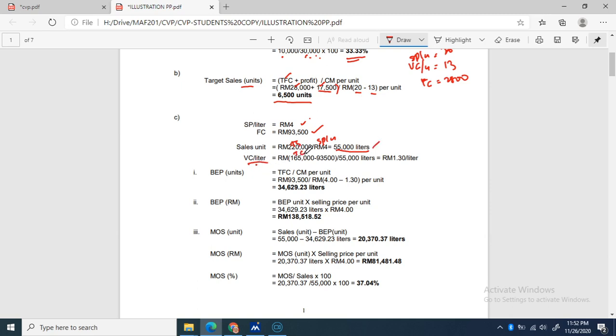How to get variable cost per liter? The total cost minus fixed cost gives the total variable cost, divided by units or liters. So you get here variable cost per unit is 1.3 per liter. So we have selling price 4 ringgit, fixed cost 93,500, and we get variable cost. These are the three things that we have to have in order to analyze the CVP. If the variable cost is not given, you have to find the variable cost from the information given in the question.